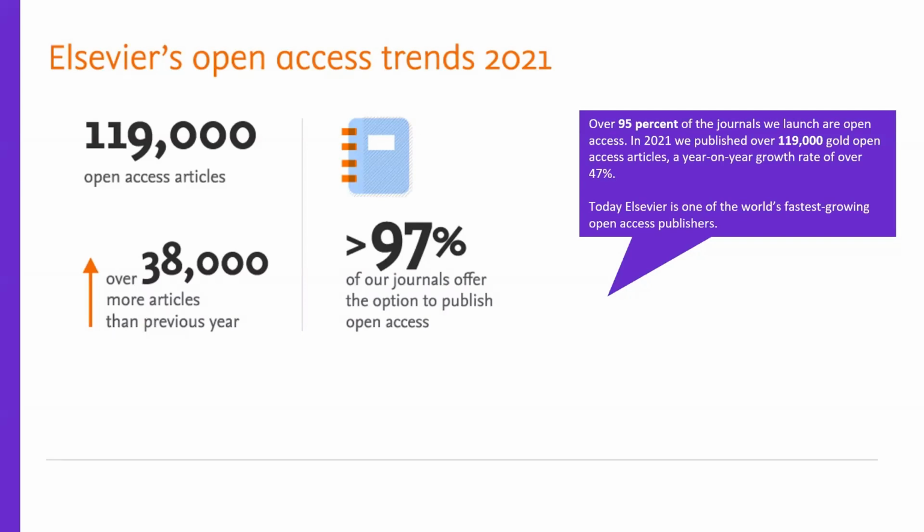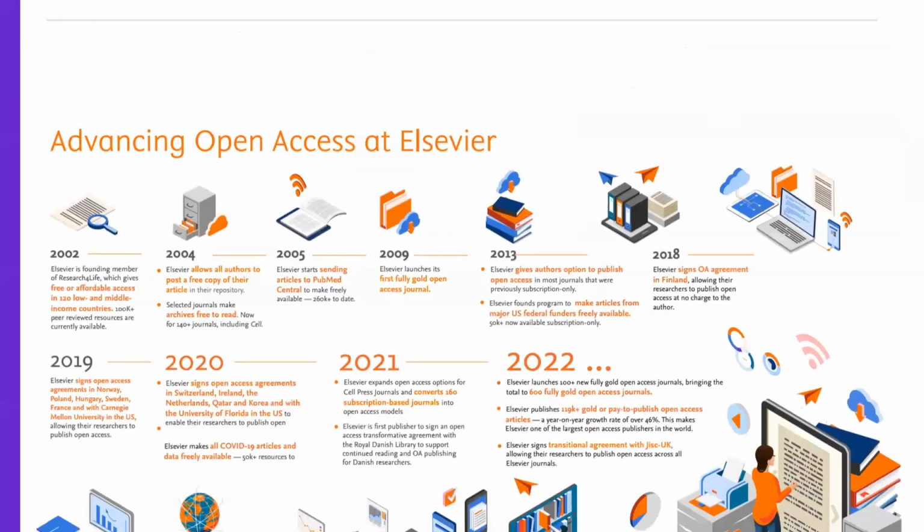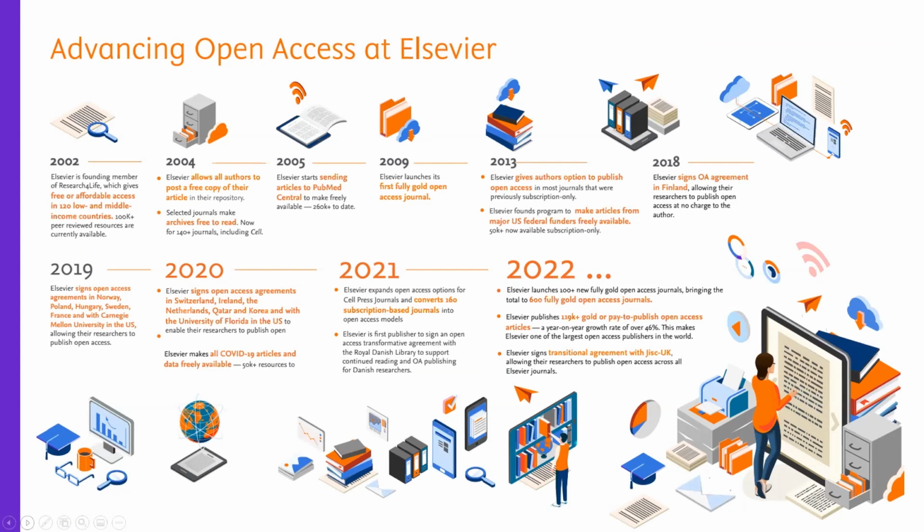And today, Elsevier is one of the world's fastest growing open access publishers. So you have a lot of options for how to publish open access with Elsevier. And we are still advancing open access at Elsevier. We have taken a lot of steps, and of course we will follow them later on. You can see here a slide with the main activities connected with open access and how we advanced that in previous years. You can see here the development of journals, open access publishing models, but also something called an open access agreement, a transformative agreement. And this is something I will also refer to in the next part of the webinar.